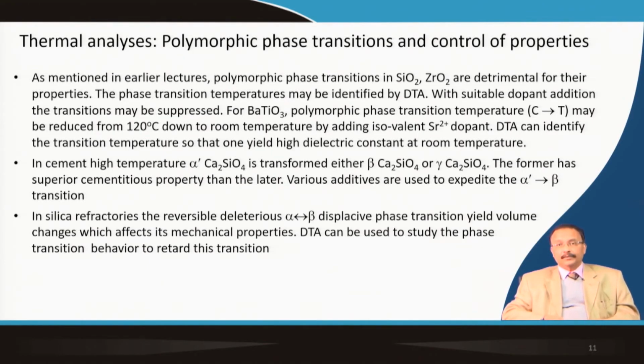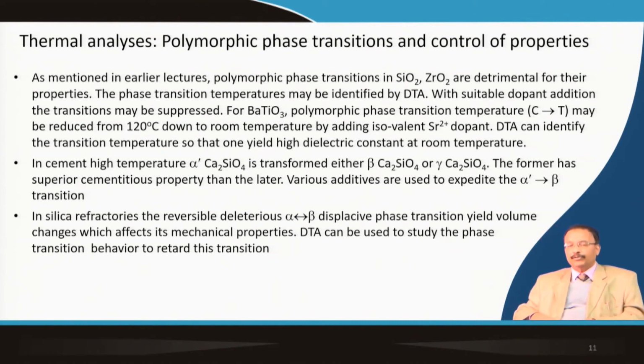Another important material of concern is barium titanate, which is used as a dielectric material. Here also polymorphic phase transition takes place, cubic to tetragonal, which we already talked about. At this transition temperature, the dielectric constant maximizes. So you would like to reduce this transition temperature down to room temperature, because otherwise 120 degrees Celsius, where this cubic to tetragonal phase transition takes place, is too high.